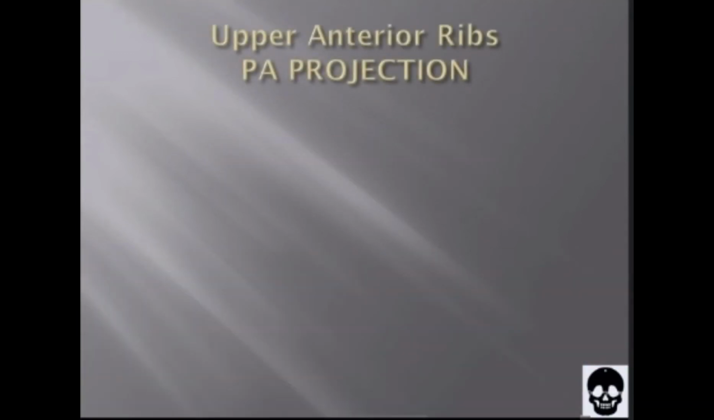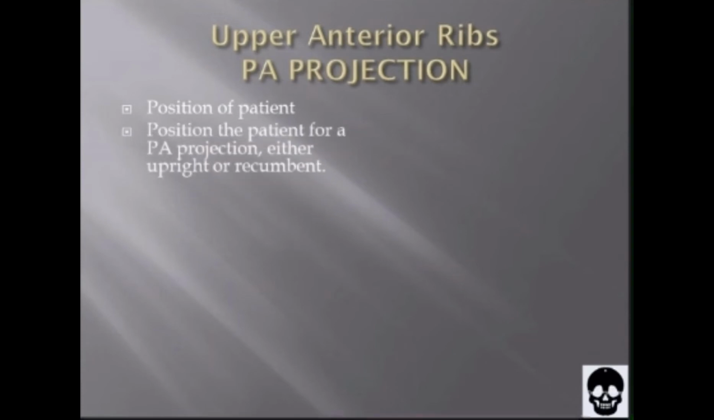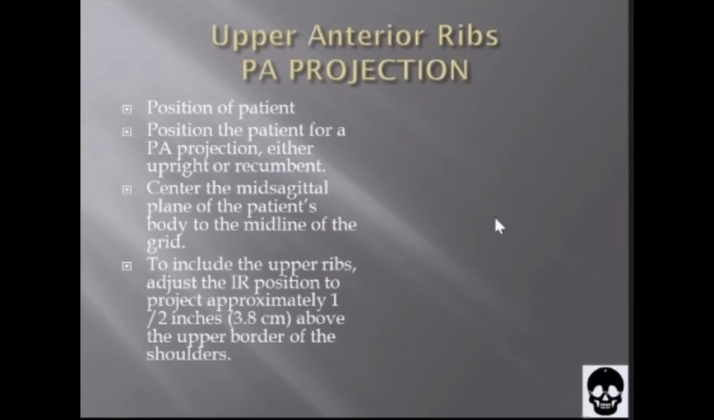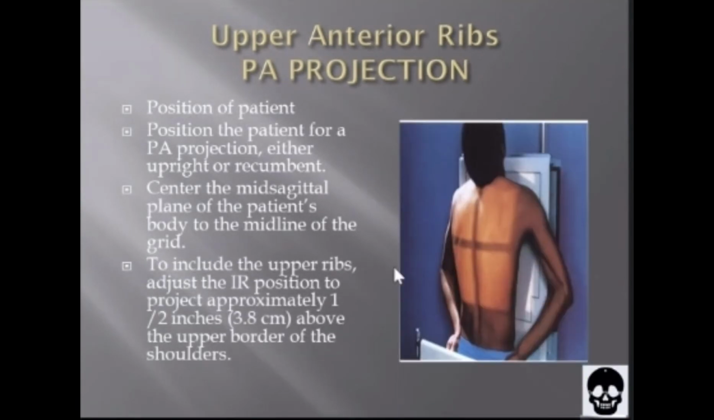Okay, we are here in the upper anterior ribs for the PA projection. Patient positioning. This image is the PA ribs upright position. Position the patient for a PA projection either upright or recumbent.